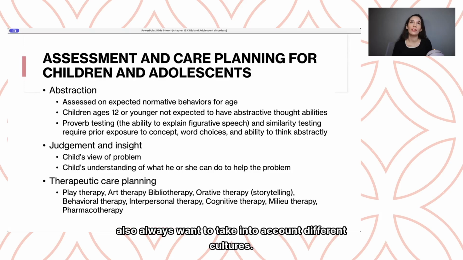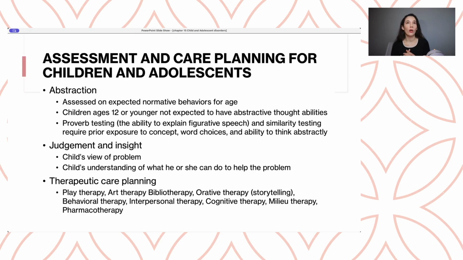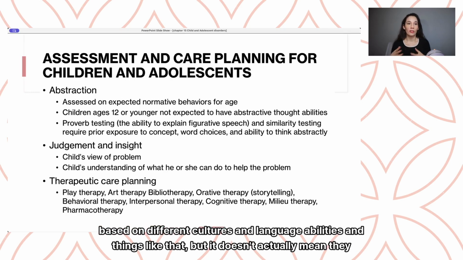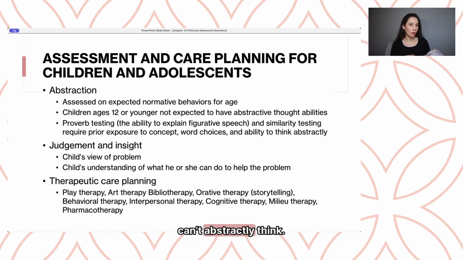We also always want to take into account different cultures, right? Or if English isn't their first language, there can be some people who maybe wouldn't understand that statement based on different cultures and language abilities and things like that, but it doesn't actually mean they can't think abstractly.